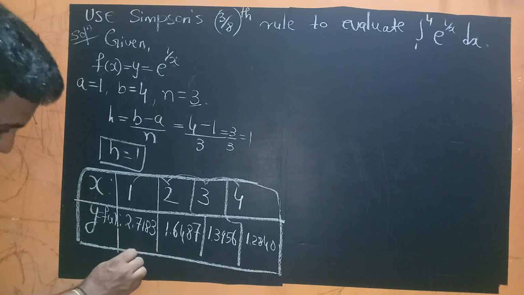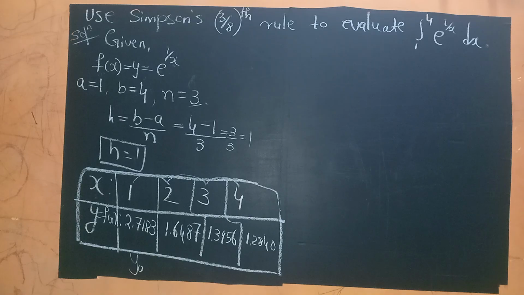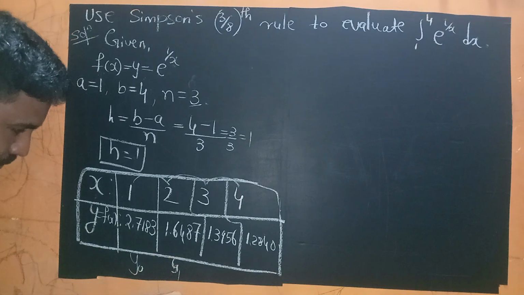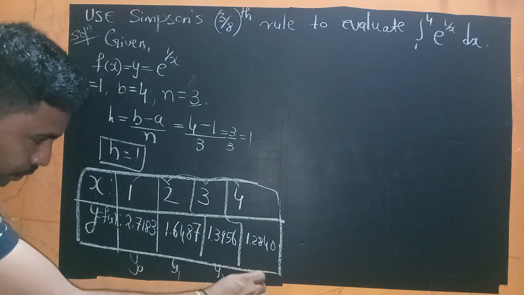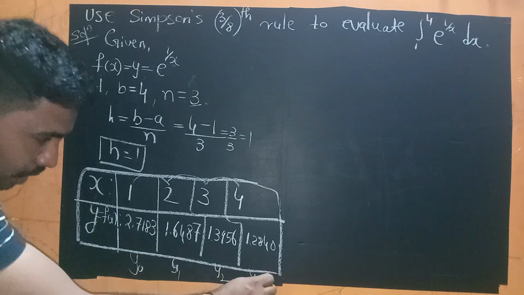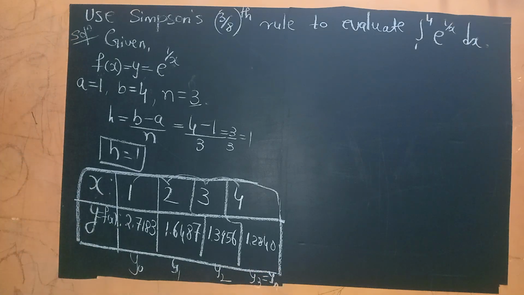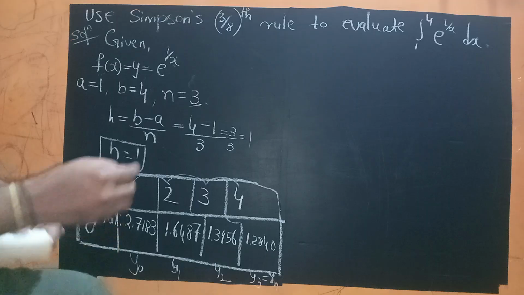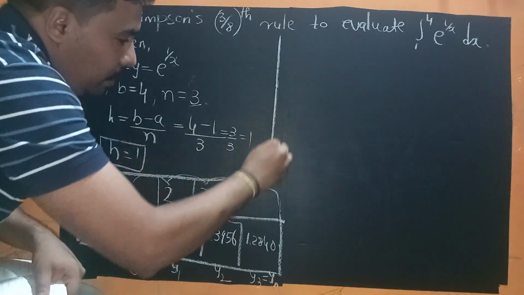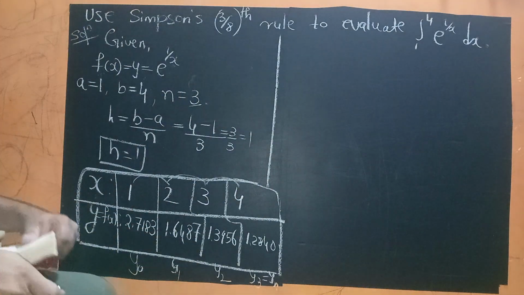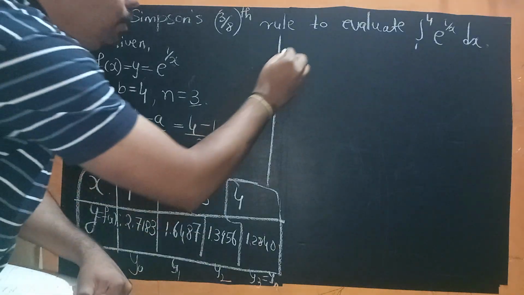Now usually the starting value of y is called y0, the next value is y1, the next is y2, the next is y3, and the last value we call yn also. So these are all standard problem requirements. Now we have to write Simpson's 3 by 8th rule. So what is the formula for Simpson's 3 by 8th rule?